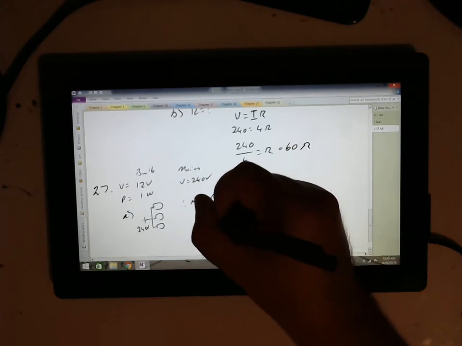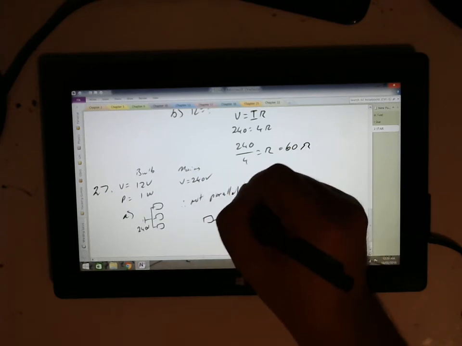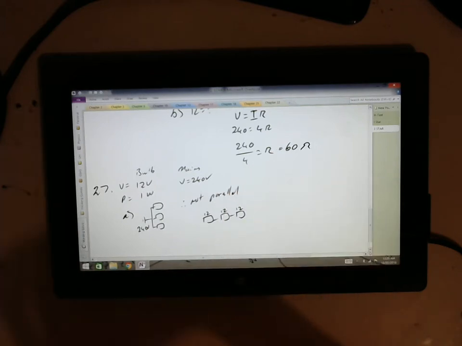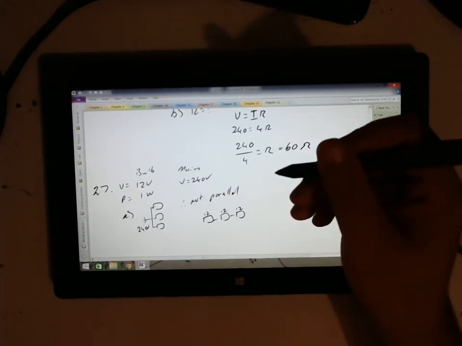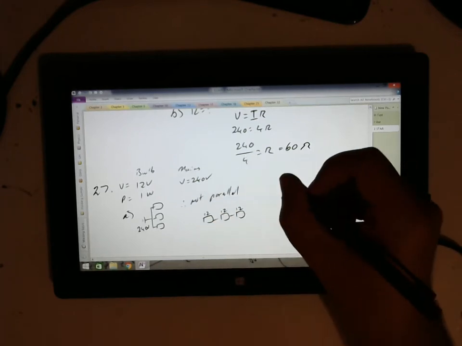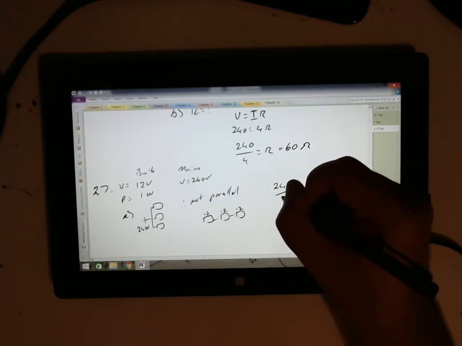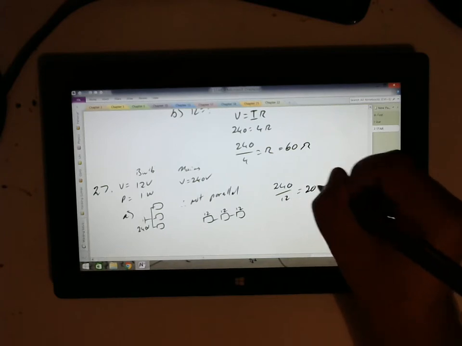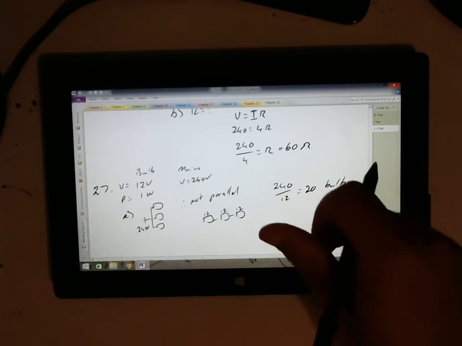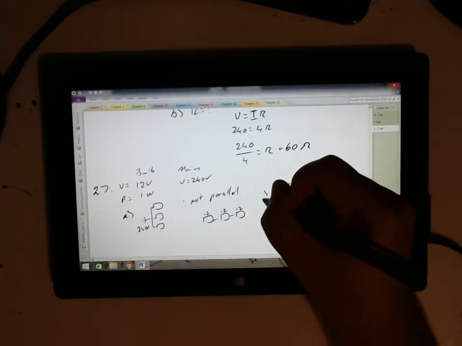So it must be series. So it must look something like this. 12 volts, 12 volts, 12 volts. Now in series all we do is we add the voltage together. So what I'm trying to find is, how many groups of 12 will go into 240? Because that's going to give me 20, which is the number of bulbs on our light string.